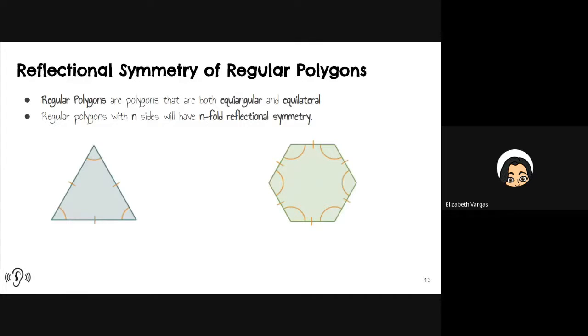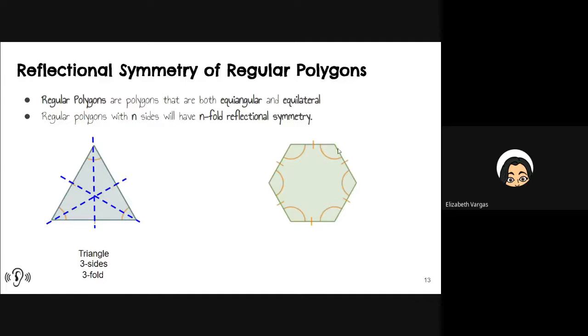Well, once we know that a shape is a regular polygon, we can identify the number of folds of reflectional symmetry it has. And we do this by identifying the number of sides of that figure. So this triangle has 1, 2, 3 sides. So triangles have 3 sides. Well, because this triangle is a regular polygon, we can also say that this triangle has 3-fold reflectional symmetry. So for all regular polygons, the number of sides tells us the number of reflectional symmetries.